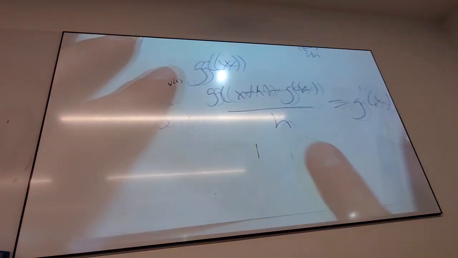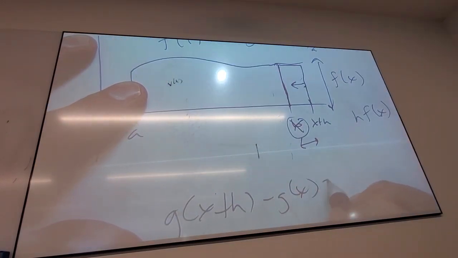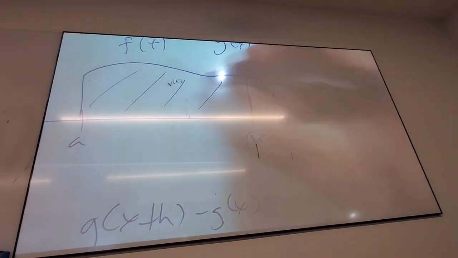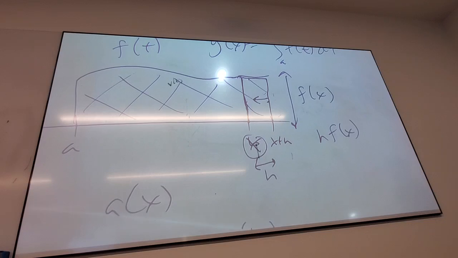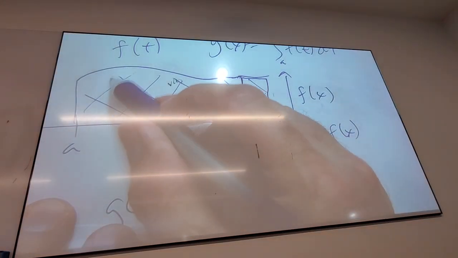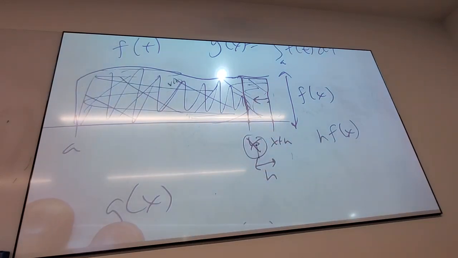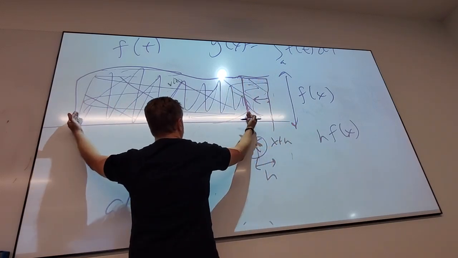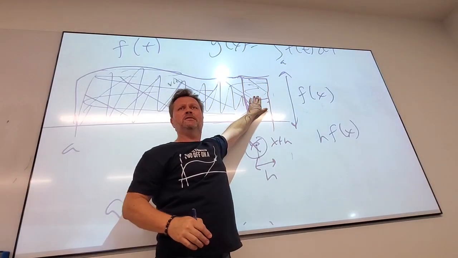Remember, we want to get to this stuff. What is g of x plus h minus g of x? Here's g of x, correct? Here's g of x, and this is g of x plus h, all the way over. So what's their difference? It's an area, correct? So what's the difference between this area and this whole area? If I take this area and I subtract this area, aren't I left with this area? And we just said what this area is, didn't we? Okay.